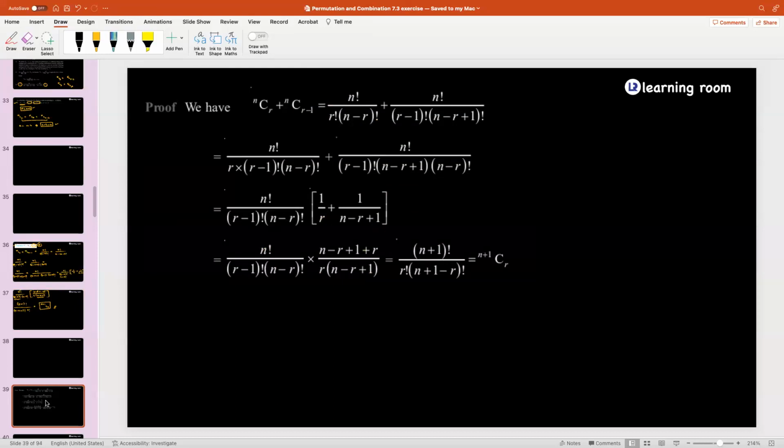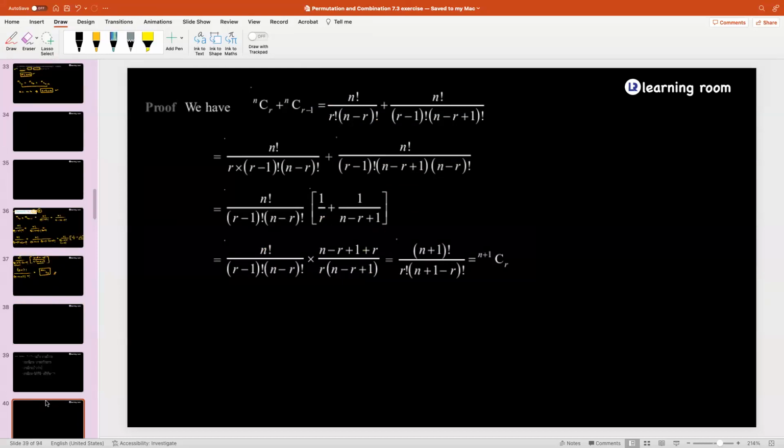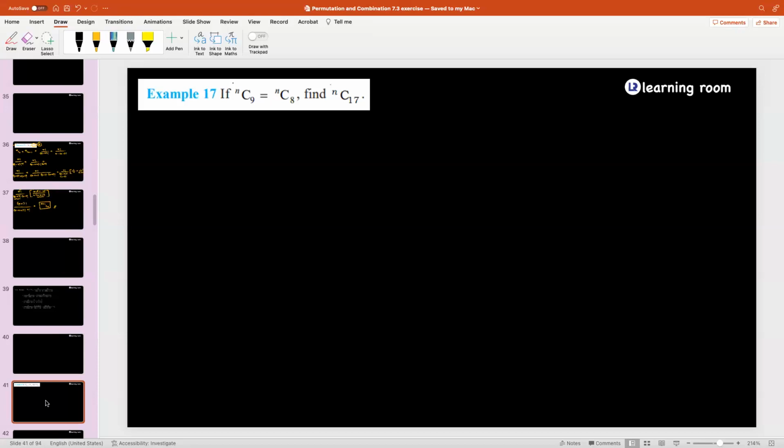So this is the proof in the textbook. There is also a part of this. Okay. So based on the concepts that we have discussed, let's try out some problems. If nC9 is equal to nC8, find nC17. So we know that nCa is equal to nCb, that is also equal to nC(a plus b), that is nC17, because here a is 9, b is 8.